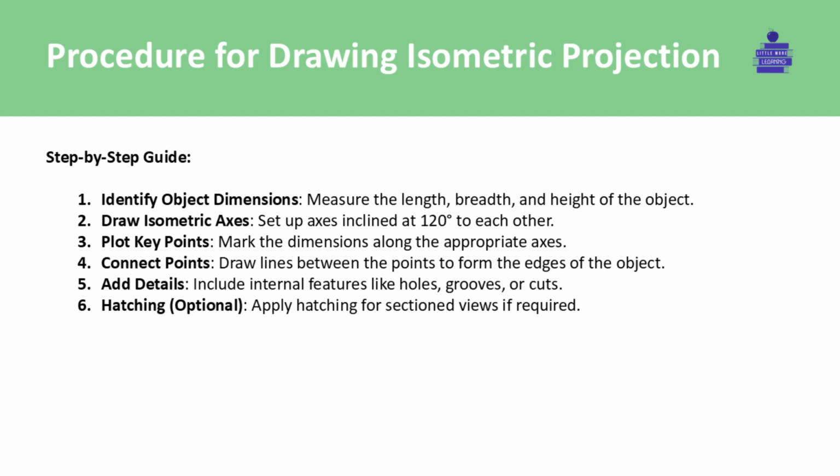The real artistry comes in adding details. Perhaps there are holes, grooves, or cuts in our object. Finally, if we're showing a cross-section, we can add hatching. Think of it as shading to show what's inside. Remember, each step builds on the previous one, creating a clear, accurate representation of our 3D object.